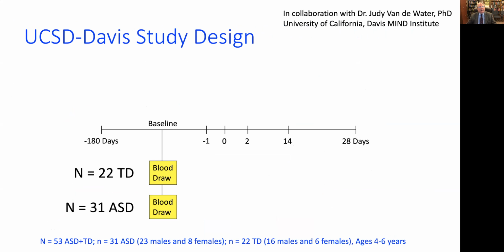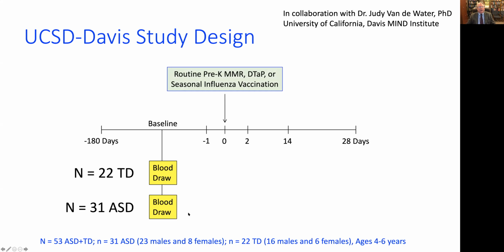So now I'm going to tell you about a study that we did in collaboration with Judy Van de Water at the UC Davis MIND Institute that looked at children, roughly 4 to 6 year old children that were getting their routine pre-kindergarten vaccinations. Okay, so we drew blood at baseline from 22 typically developing children and 31 children with ASD. Those children received routine vaccination.